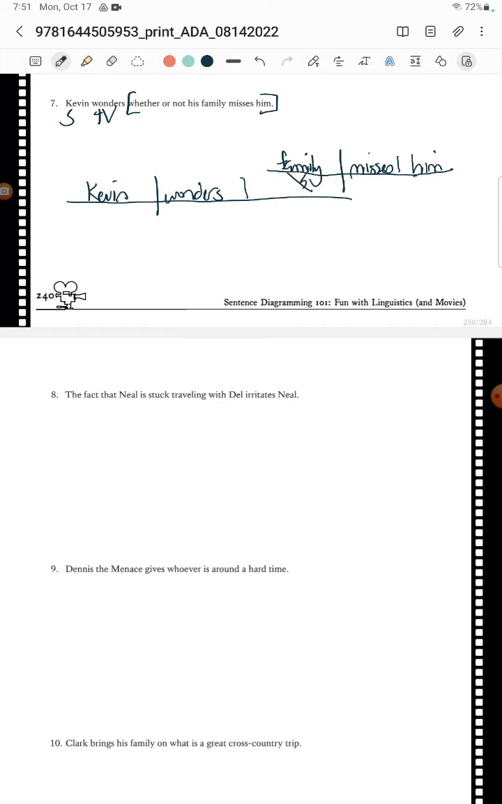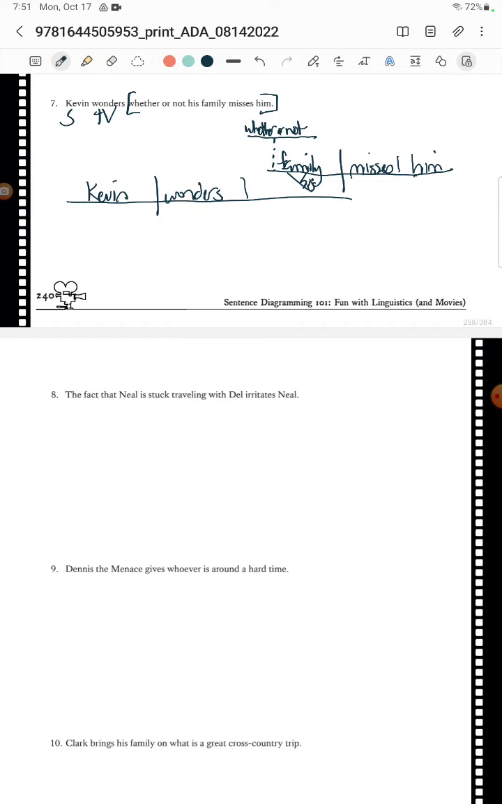And it's his family. Now, whether or not is the subordinating conjunction here, but it is working as an expletive, right? Works the same way as if, or even that. So what you're going to do is put it up top here, whether or not. So when you have a noun clause introduced by a subordinating conjunction, you put it up above. So he wonders, if or whether or not his family misses him.